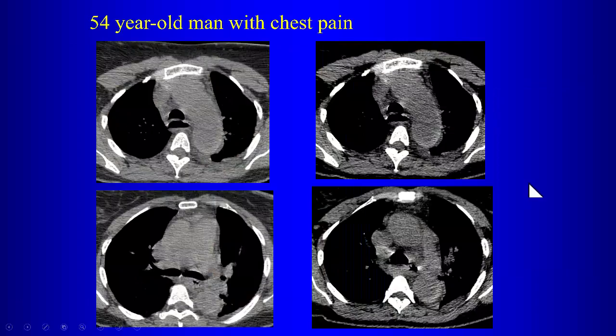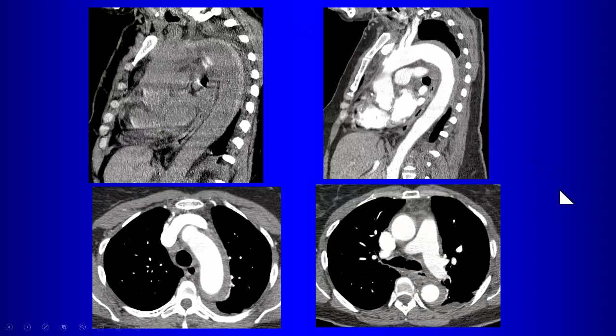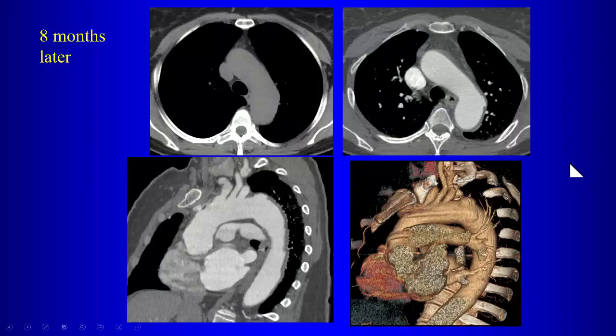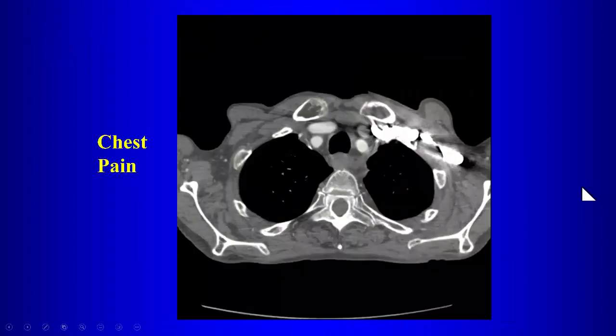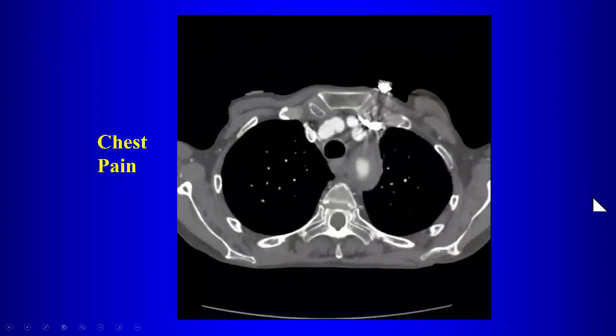Okay, so another patient with chest pain. Again, we can see the hyperdense crescent here, so we have another patient with an intramural hematoma. You can see that, and post-contrast you will see it, but it's the hyperdensity here on the non-contrast CT which tells you that this is acute blood, an acute intramural hematoma. Okay, so eight months later, another patient also developed this ulcer-like projection within the intramural hematoma. So this patient has chest pain.